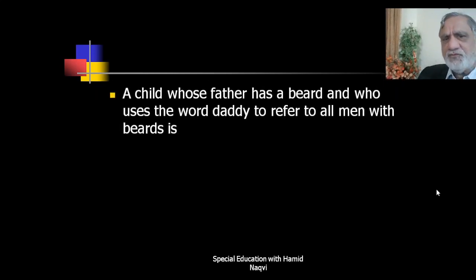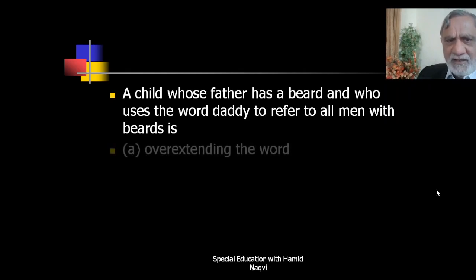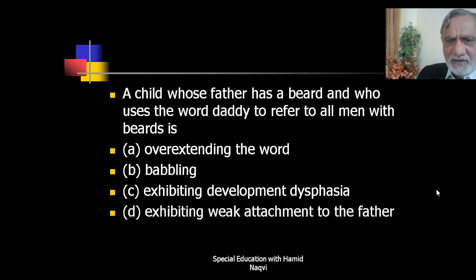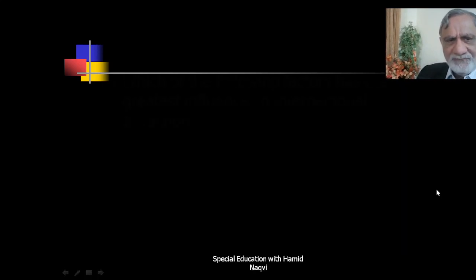A child whose father has a beard and who uses the word daddy to refer to all men with beards is overextending the word, babbling, exhibiting developmental dysphasia, or exhibiting weak attachment to the father. Correct one is the first one, overextending the word.